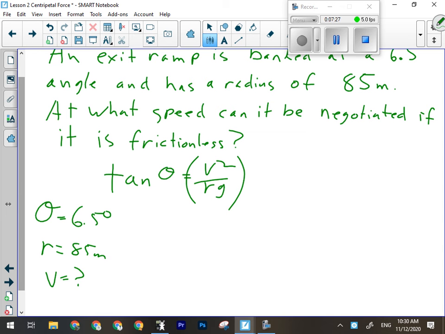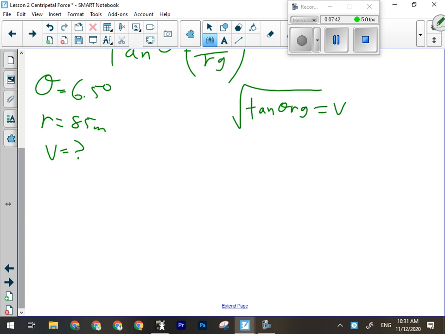Multiply them both over. So I'm going to have the tan of theta times r times g equals v squared. I only want v, so I'm going to square root that. That'll give us the square root of the tan of 6.5 times 85 times 9.81. That will give us our speed.